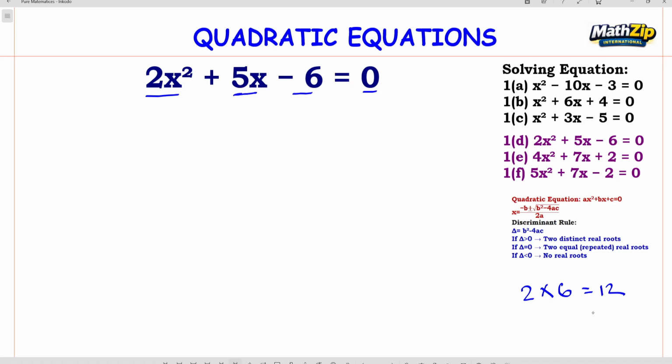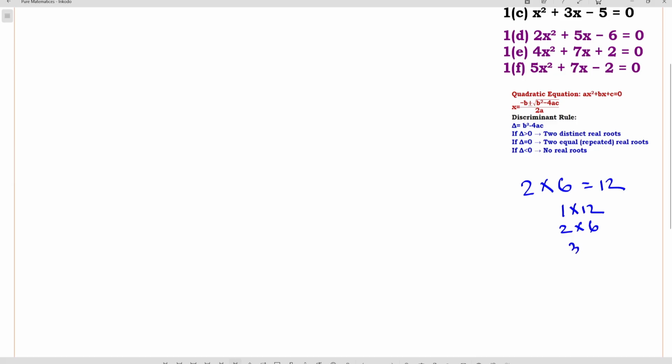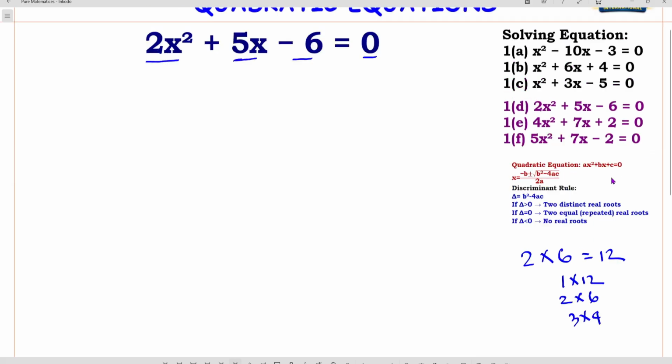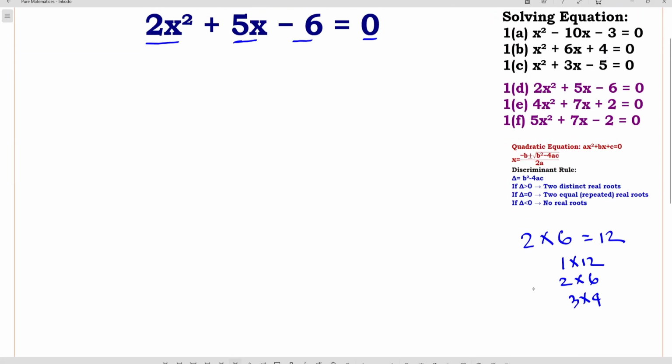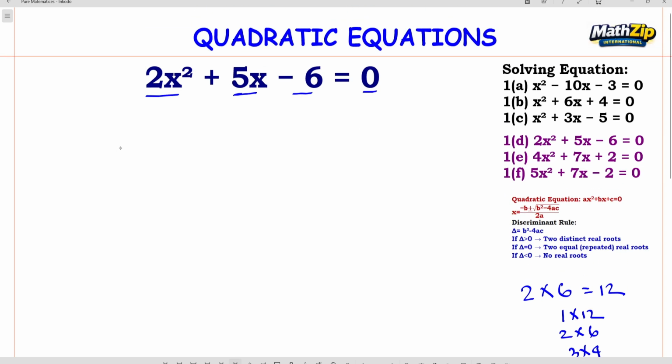It's not possible. How? Because 1 times 12, 2 times 6, and finally 3 times 4. So the sum of these numbers will not make 5, right? So in this case we have to solve by the quadratic equation general formula.